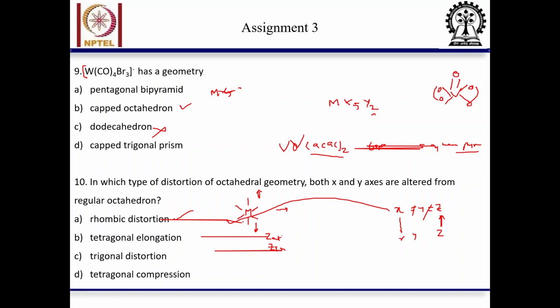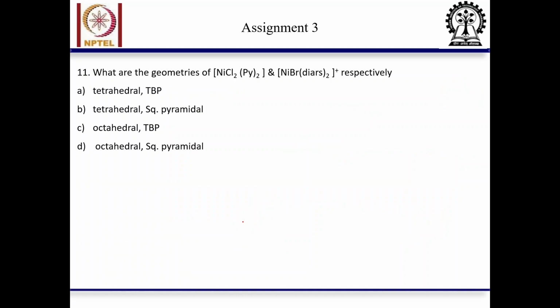Okay, so this is in D2h symmetry. So I have that PPT. You have already gone through that. At the end, I can just discuss in brief. Okay, so what are the geometries for NiCl2Py2 and NiBr(DIARS)2+ respectively? Can anyone just tell me what is the answer for this question?